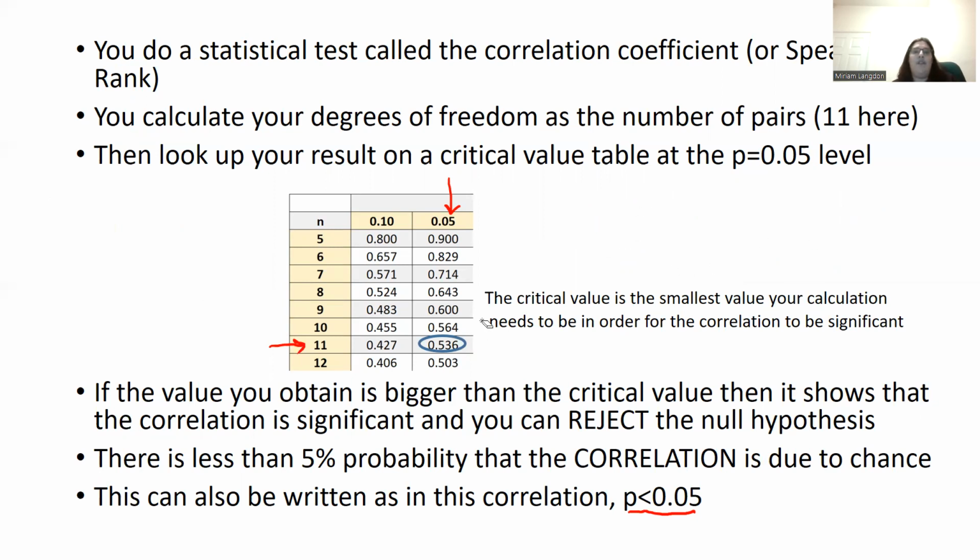Just bear in mind that if you're doing a negative correlation, then just make everything negative. So you've got minus 0.536, and your Spearman Rank calculation would also be negative. So you're saying, is it more negative than the negative value you've got? Basically, is it closer to -1 if you're dealing with a negative correlation? With a positive correlation, is your value closer to +1?